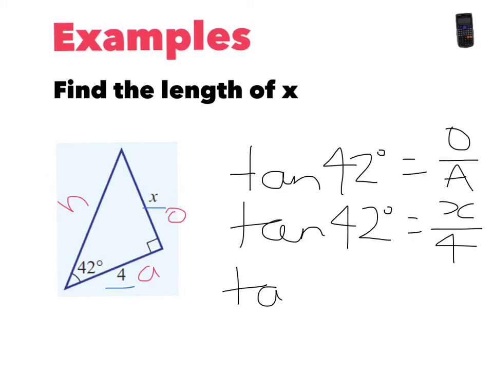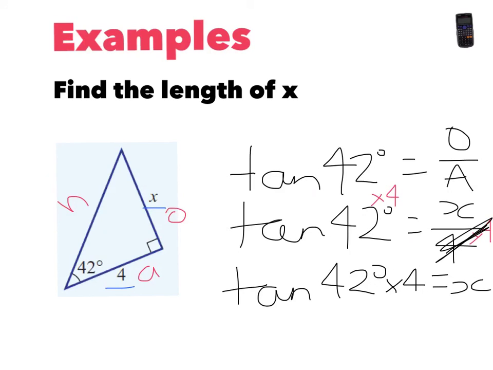If I'm trying to get that x by itself, I multiply this side by 4, and I multiply this side by 4. That cancels out and becomes x. The tan of 42 degrees multiplied by 4 will give me the answer to that question.